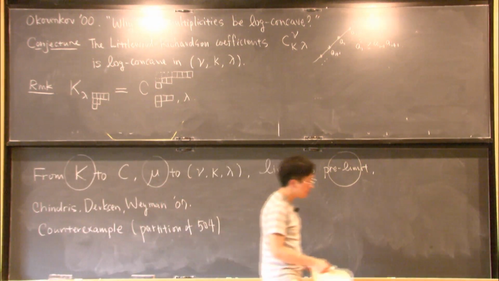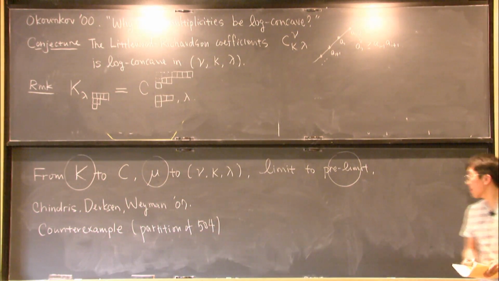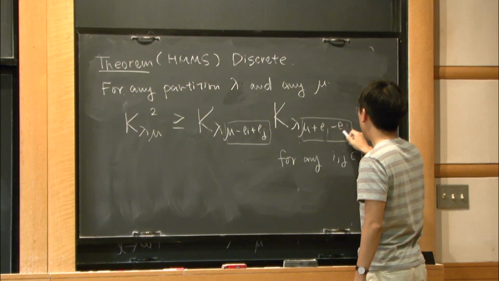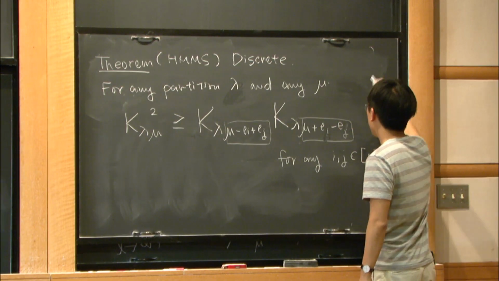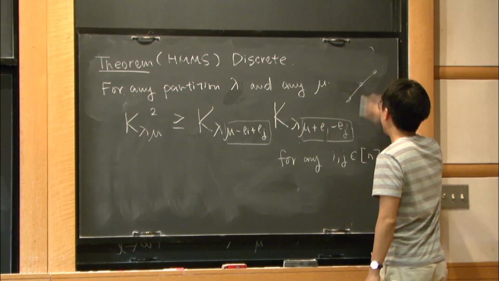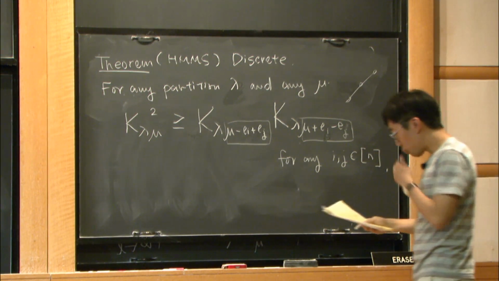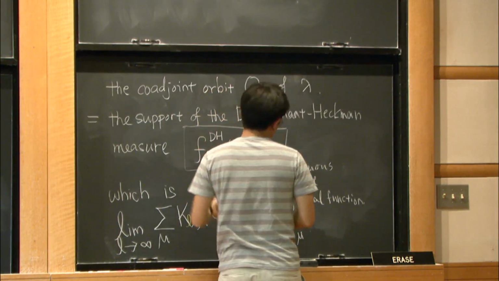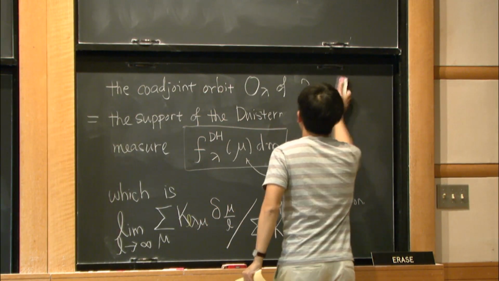Sorry, could you check the indices on the right-hand side? Minus Ei plus Ej. And Ej minus, okay, that's right. Okay. Thank you. Right. I need three of them. And there is also a continuous version of the main theorem.